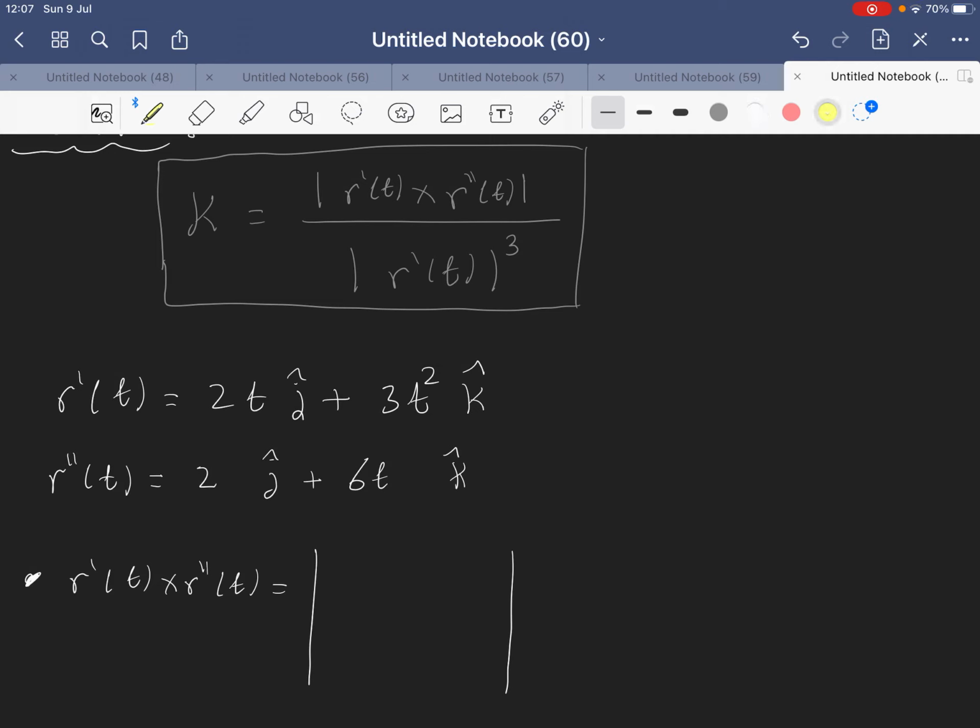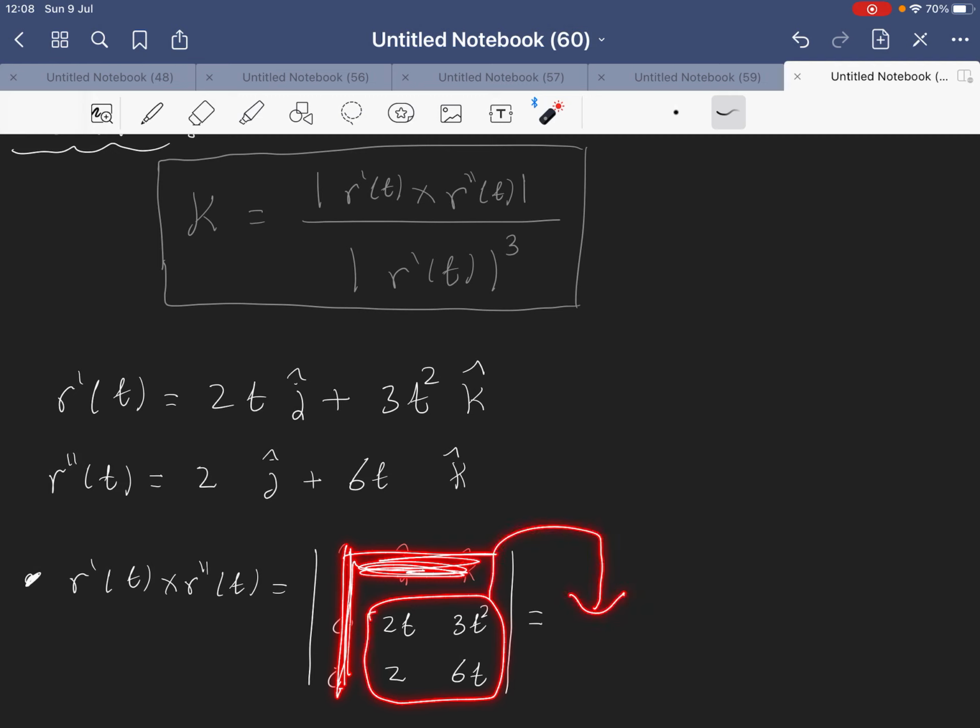The idea is that we will use i, j, k in the first row. In the second row, we write the components of the first vector, which is 0, 2t, and 3t squared. Next, we write the components of the second vector, 0, 2, and 6t. And then we start expanding using one vector at a time. The first one is we will expand on the first item, which is i. We cancel the row of i and the column of i, and we find the determinant of whatever is left.